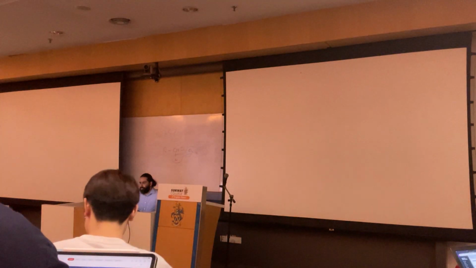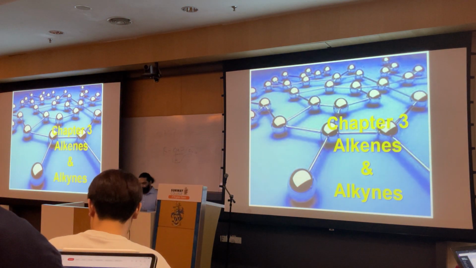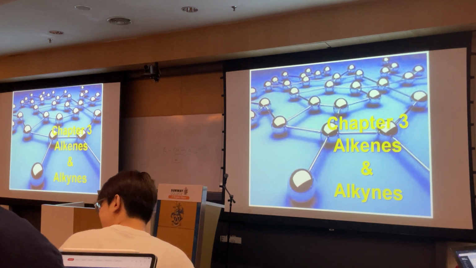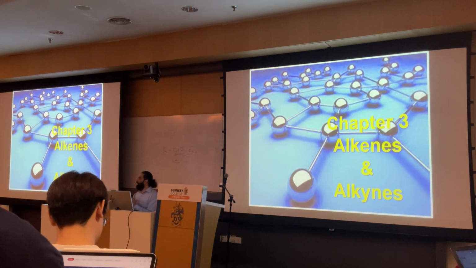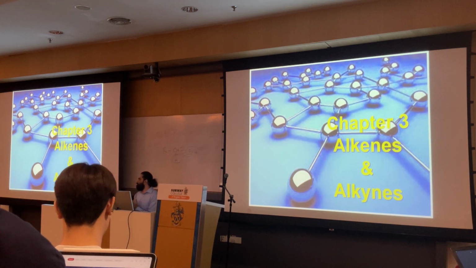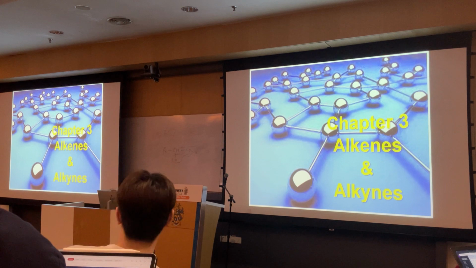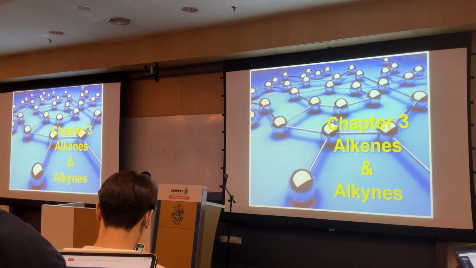Right, so chapter 3 is about alkenes and alkynes, meaning carbon-carbon double bond and carbon-carbon triple bond. Why I have put them together in one chapter is because their characteristics are quite similar. The types of reactions they do are quite similar, and they are combined in one chapter. We will see how much we can do today. I don't think we'll be able to do both, but it doesn't matter.